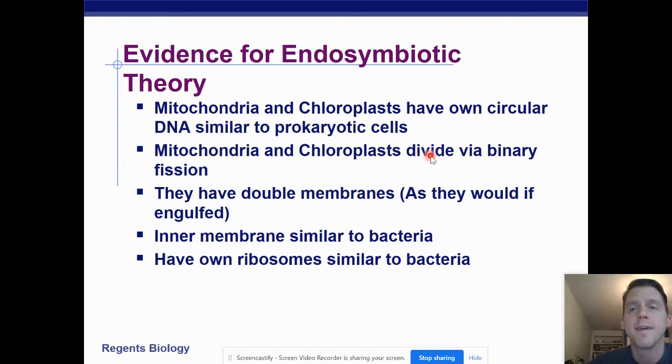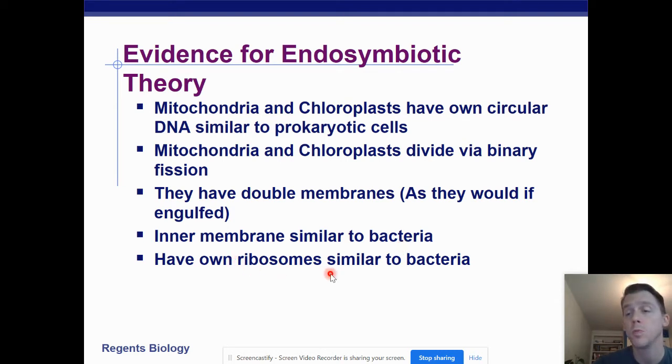Mitochondria and chloroplasts divide via binary fission, and that's the same way that bacteria and prokaryotes divide. So they have similar cell division as bacteria. They have double membranes, just as they would if they had been engulfed. Their innermost membrane is similar to bacteria, and their outermost membrane is more similar to eukaryotes.